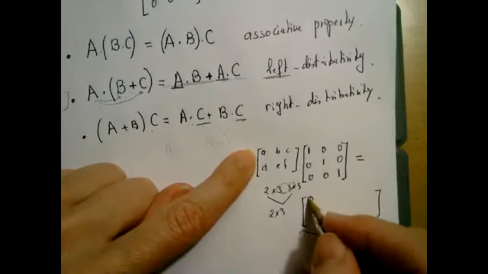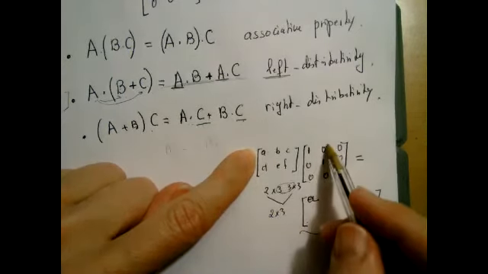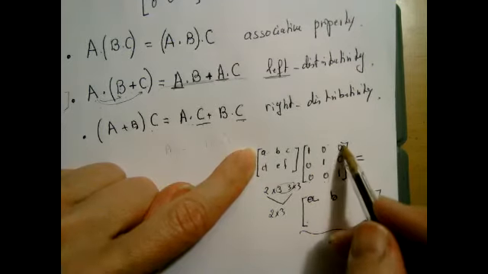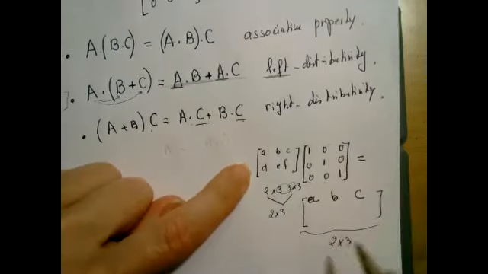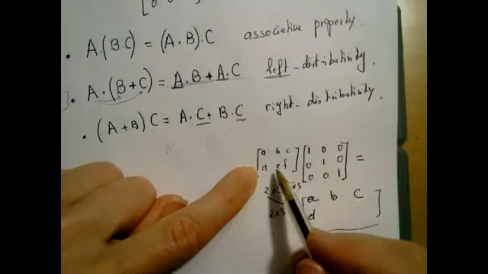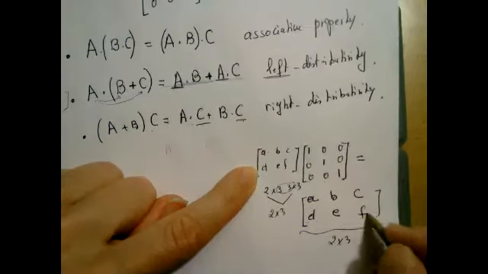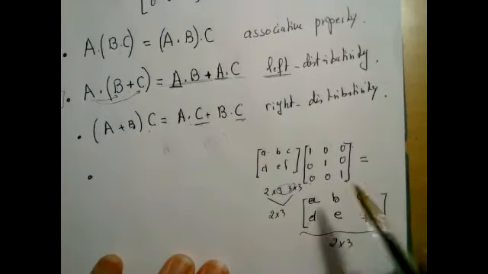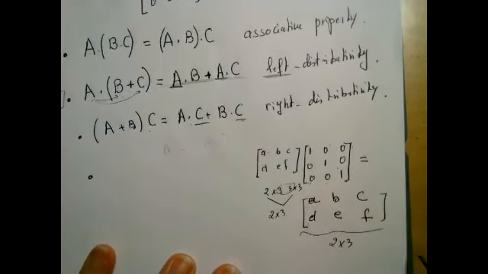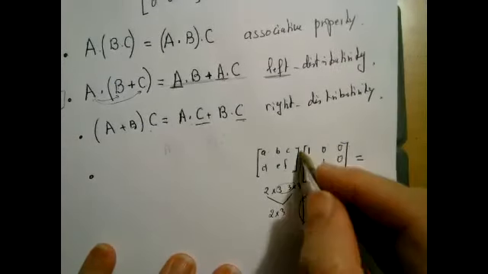A, B, C times this column gives me A, 0, 0. B, this times that, 0, B, 0. C, D, 0, 0, C. D, E, 0, 0, E, F. So if I take the matrix A and multiply it by the identity matrix, I'm getting the matrix A back. So those are absolutely the same.